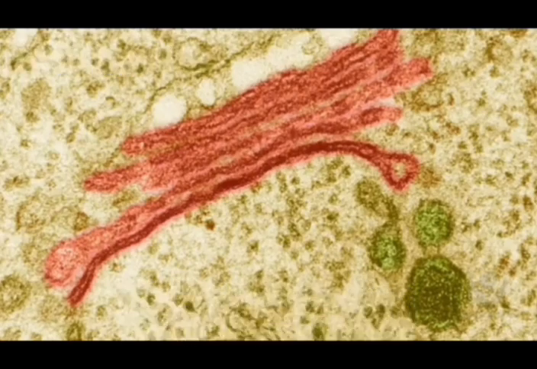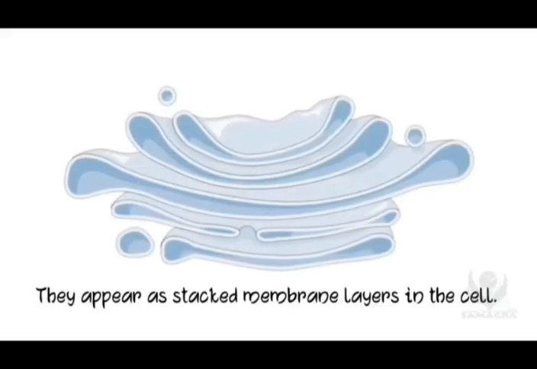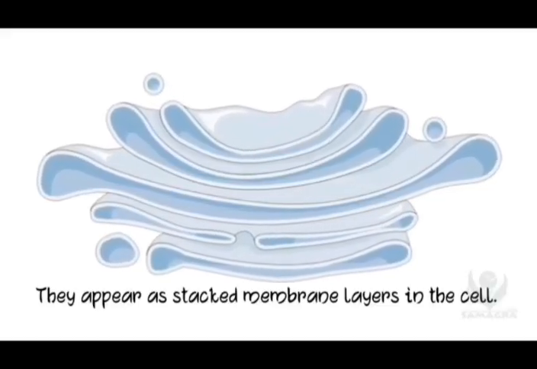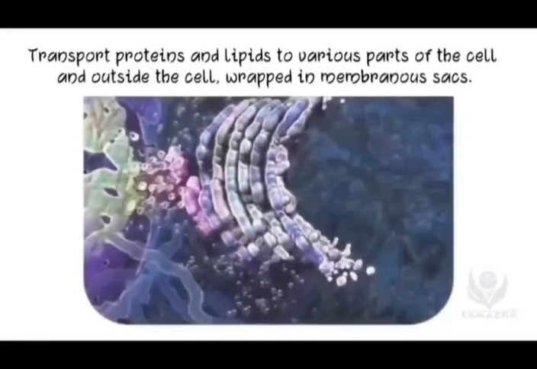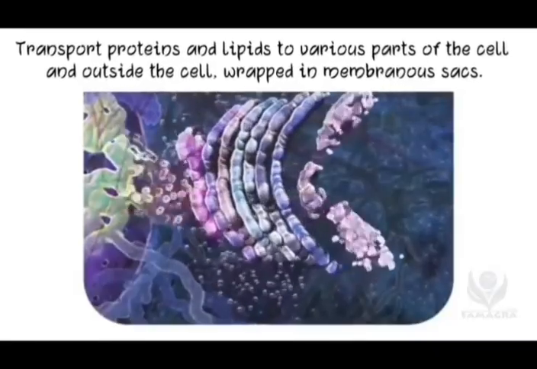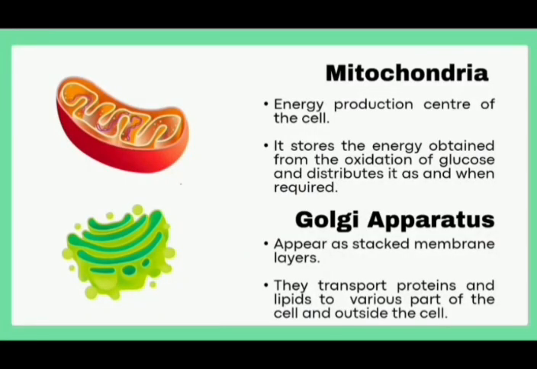The Golgi apparatus appears as stacked membrane layers. They are the cell's packing and shipping center. It modifies, sorts, and packages proteins and lipids into vesicles, sending them to the right place inside or outside the cell.